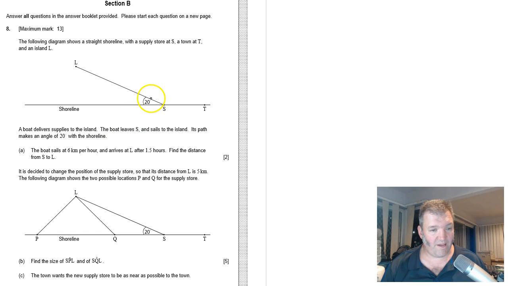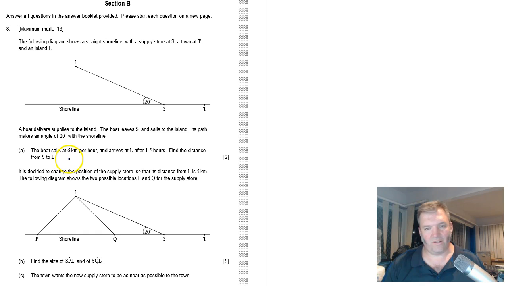The boat leaves S and sails to the island. Its path makes an angle of 20 degrees with the shoreline. I'll assume it's degrees, and maybe it just didn't print on this version. The boat sails at 6 kilometres per hour and arrives at L after 1.5 hours. Find the distance. Well, this one's going to be pretty easy.